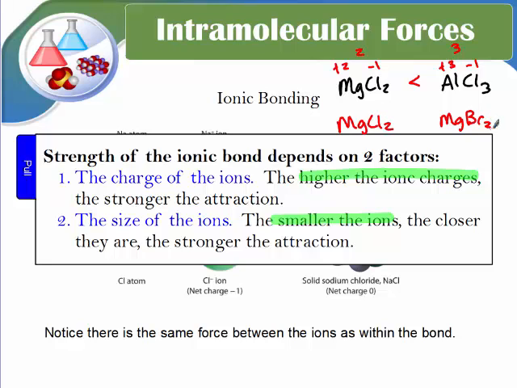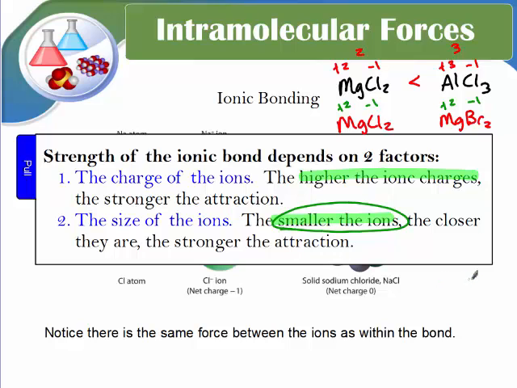If we are comparing magnesium chloride versus magnesium bromide, they both have magnesium, so really we're just looking at the chlorines. Magnesium was a +2 and a -1, a +2 and a -1. Notice the charges are the same. If the charges are the same, you look at size. So charge comes first and then size. Because magnesiums are the same, we look at chlorine and bromine. We want the smaller ion.